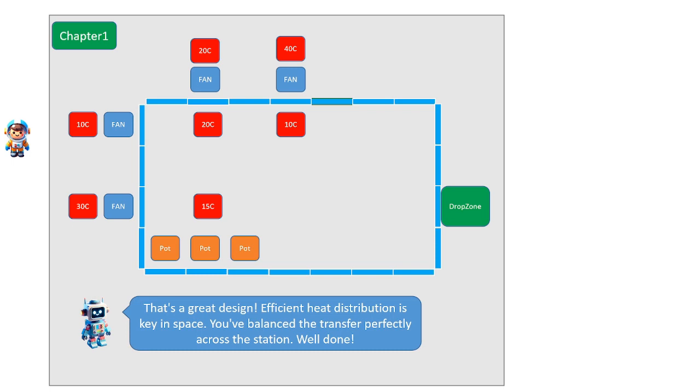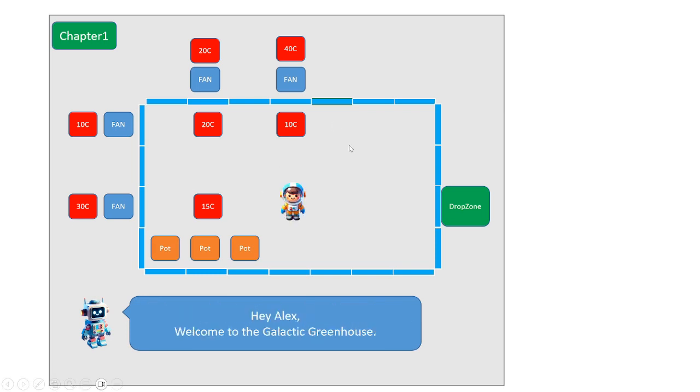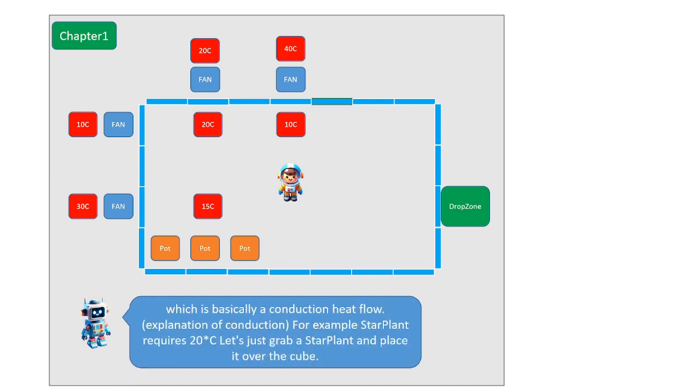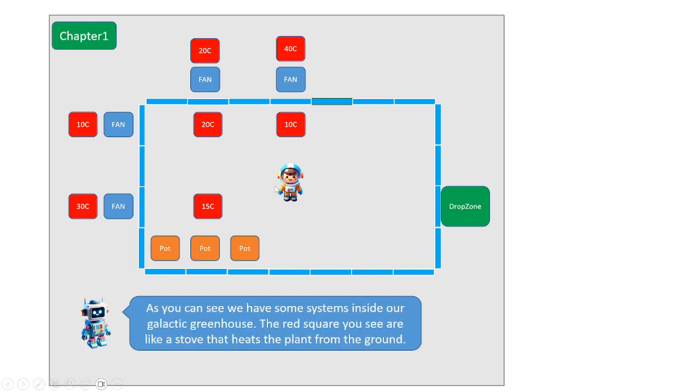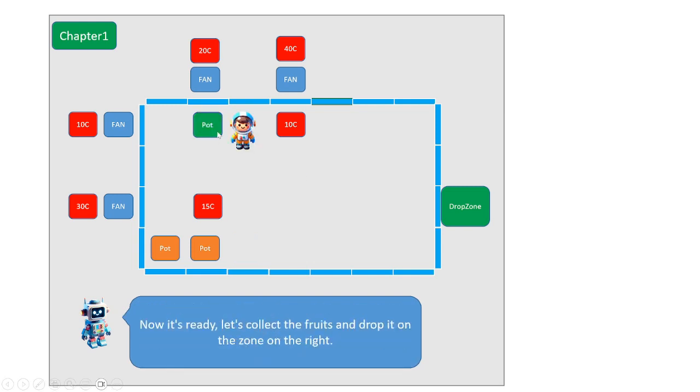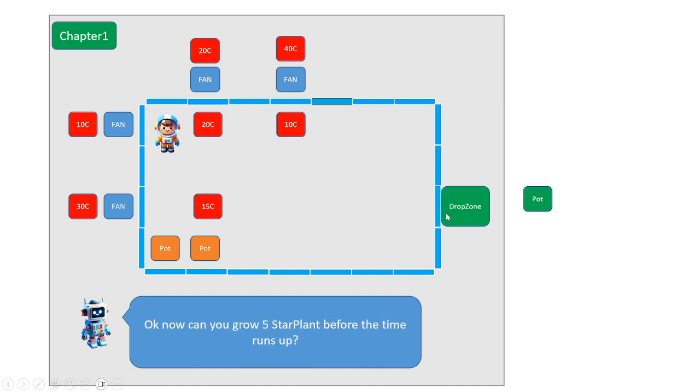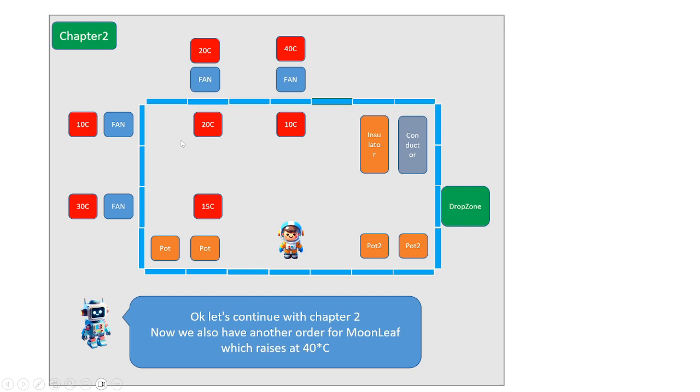So this is for the chapter 1 section, and it seems like I already made a little animation. As you can see, the player needs to go over here to the pot, and the pot is done. The plant grows, and then the player needs to drop it in the drop zone. And this is for chapter 1.